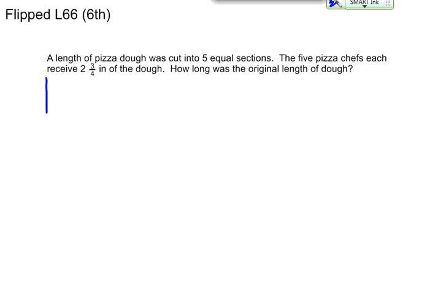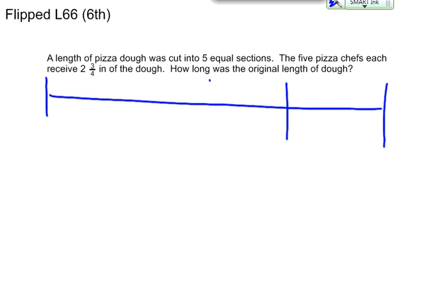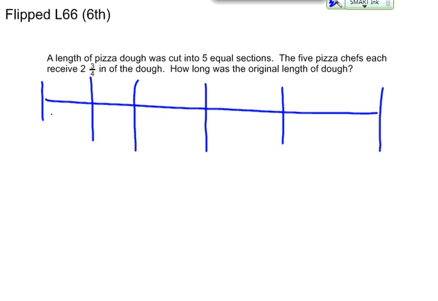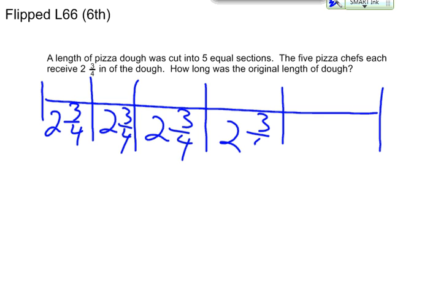So basically, the picture we have here is we have this long piece of dough, and it was cut into 5 sections. And we can just pretend those are equal, even though they're nowhere close to being equal. All right? So, in other words, we have 2 3/4, 2 3/4, 2 3/4, 2 3/4, and 2 3/4. That's the picture that we want to have here. Now, as we look at this, we would say, hey, this is easy. To find this, we could add these all together, but that would take a lot of time. Well, why not multiply them together?